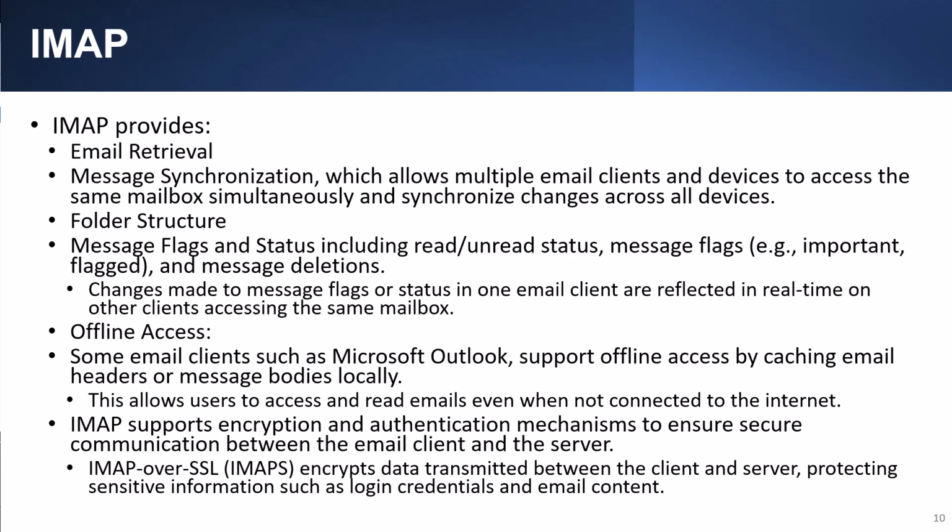Some email clients such as Microsoft Outlook support offline access by caching email headers or message bodies locally. This allows users to access and read emails even when not connected to the internet. IMAP supports encryption and authentication mechanisms to ensure secure communications between the email client and the server. IMAP over SSL encrypts data transmitted between the client and the server, protecting sensitive information such as login credentials and email content.